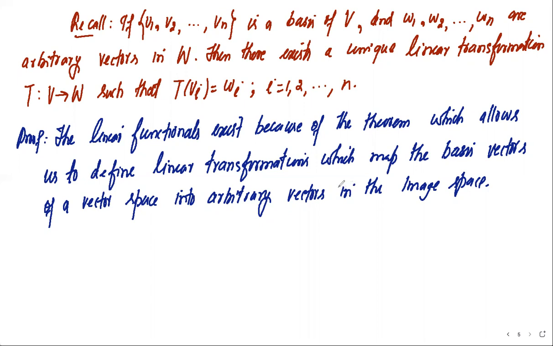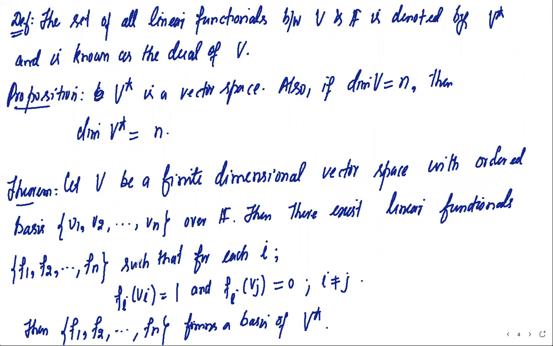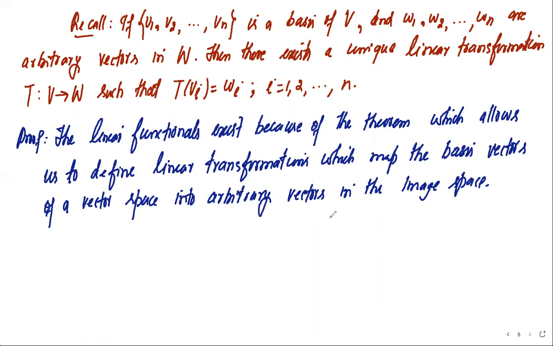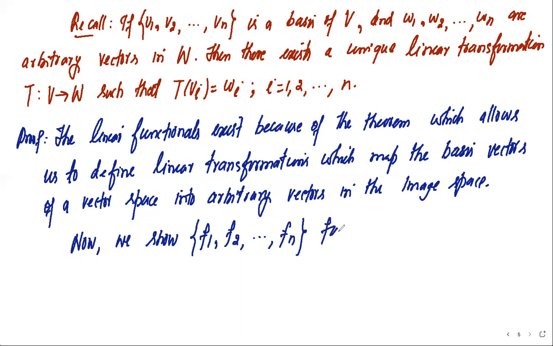Now we will show that the set of these linear functionals, which were defined in that special way, that Fi of Vi is equal to 1 and Fi of Vj is equal to 0 whenever i is not equal to j, is a linearly independent set, and it also spans the dual. So now we show the set F1, F2, Fn forms a basis.